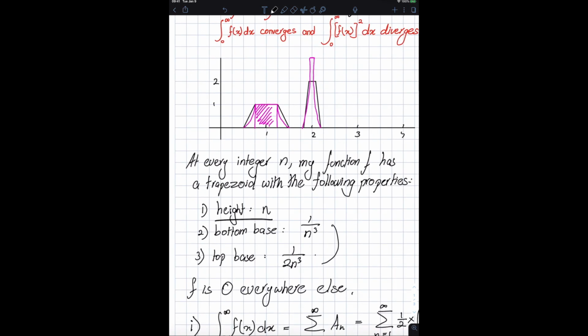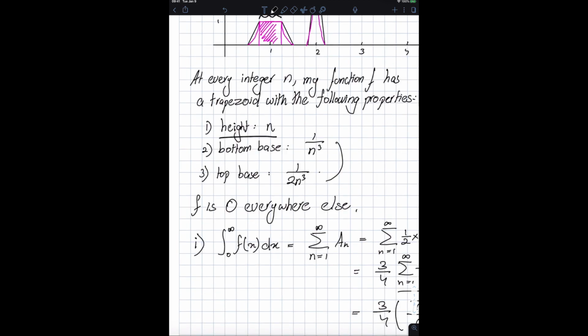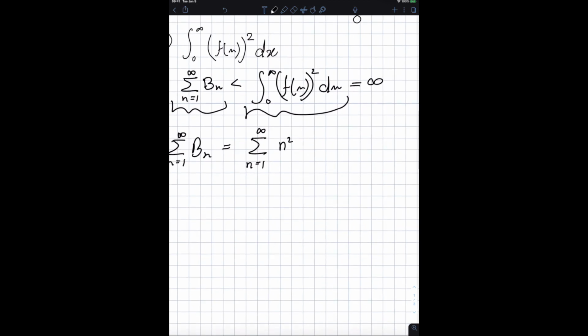And this length over here, the length of the rectangle, is just going to be the length of the top base in each of these trapezoids. The length of the rectangle is simply the length of the top base, which in this case is 1 over 2n cubed. So you just multiply this by 1 over 2n cubed.